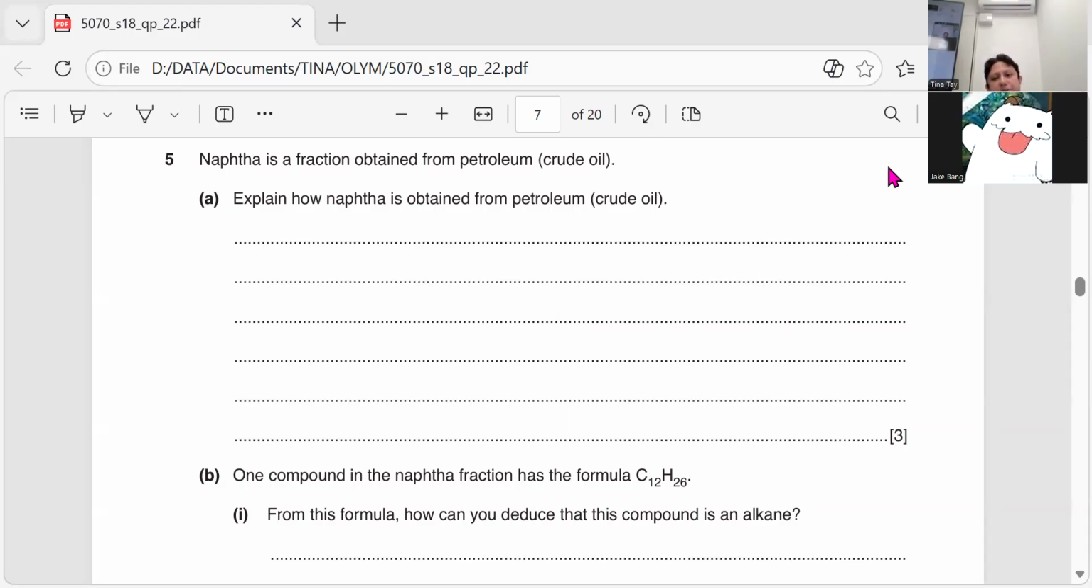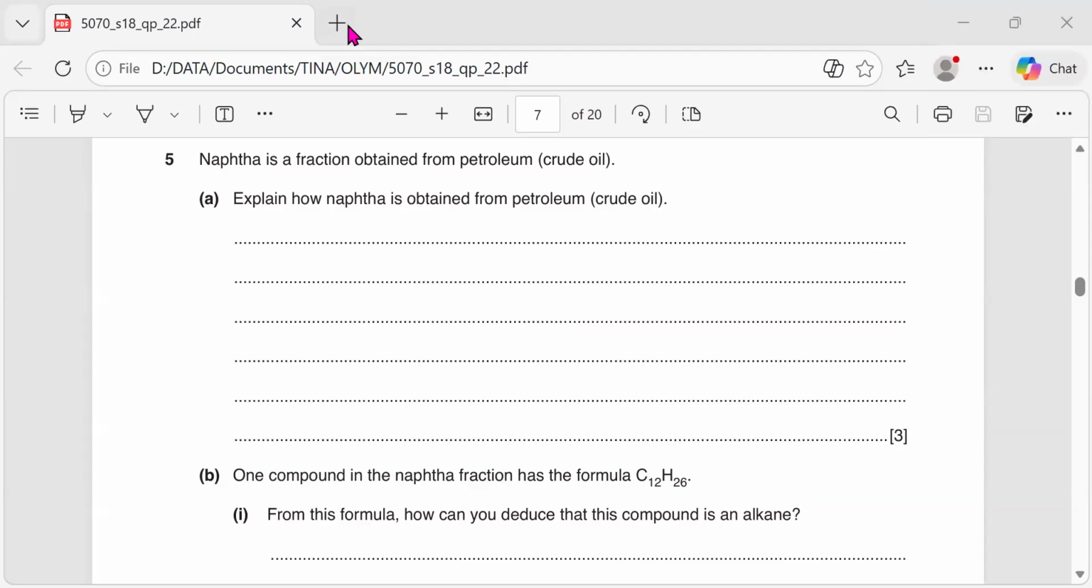Naphtha is a fraction obtained from petroleum, crude oil. Explain how naphtha is obtained from petroleum. This is fractional distillation. You heat it up, and then it becomes evaporated, and then you condense it. So you must mention fractional distillation. And then it is separated based on different boiling points.